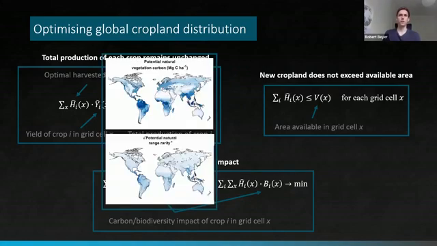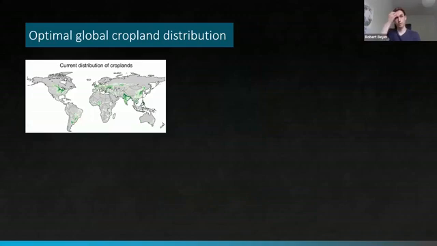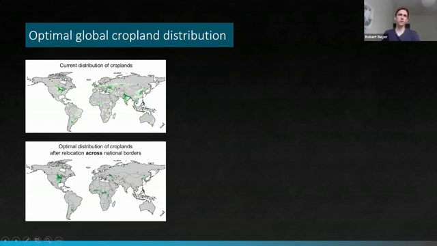Okay, these maps we've already seen. So here's a map of the current distribution of global croplands. We looked at about 25 major crops. They account for almost 80% of all croplands in the world. This is the current distribution. And if we run our optimization routine, this is what we get for the optimal distribution of croplands. In general, there's very little overlap with the current distribution.